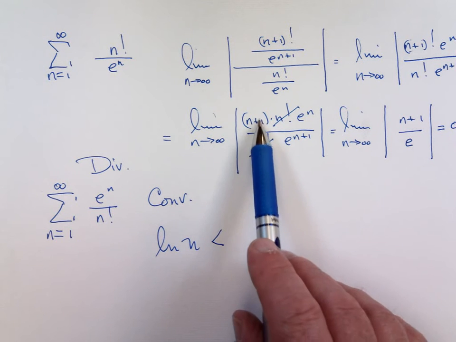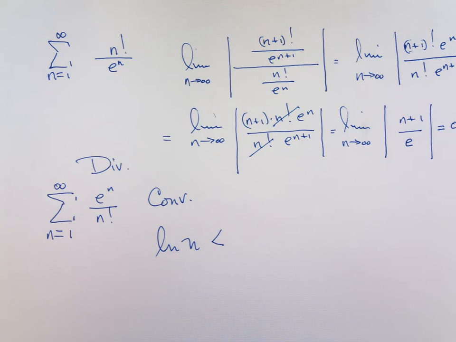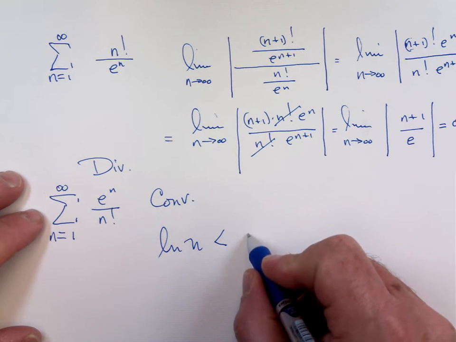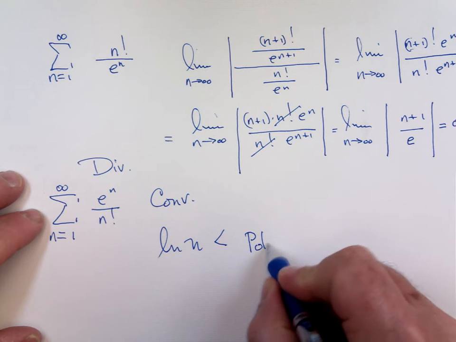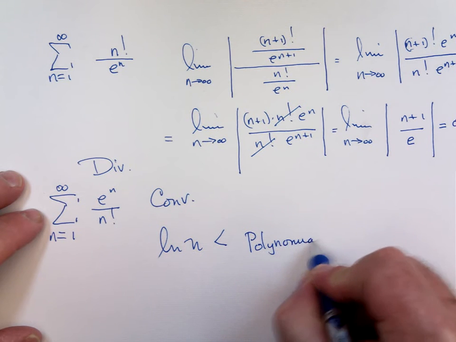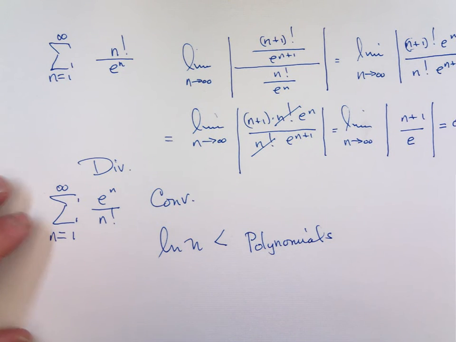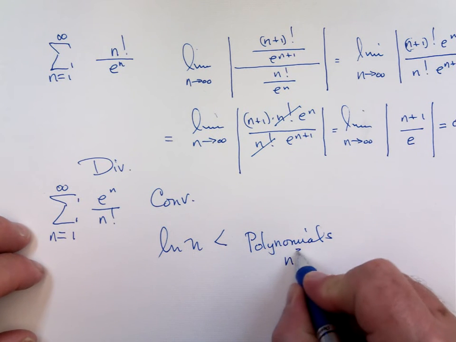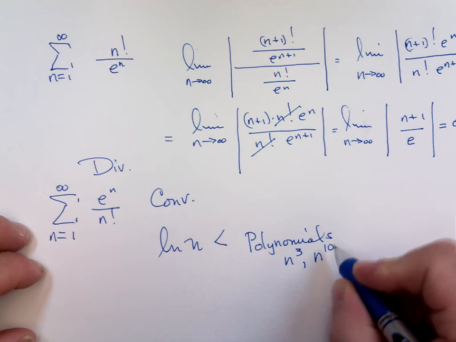All right, you have natural log functions. They're the slowest increasing functions of all. Okay? Then you have polynomials. These are things like n cubed and n to the 10th. Things like that, where the base is the variable and you have a constant exponent.